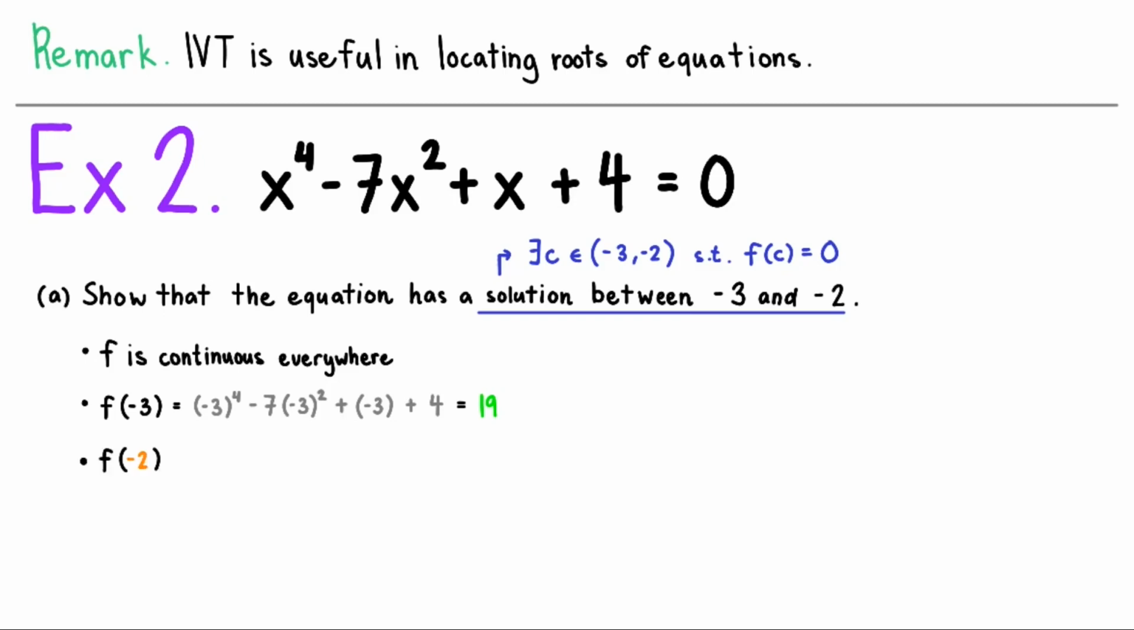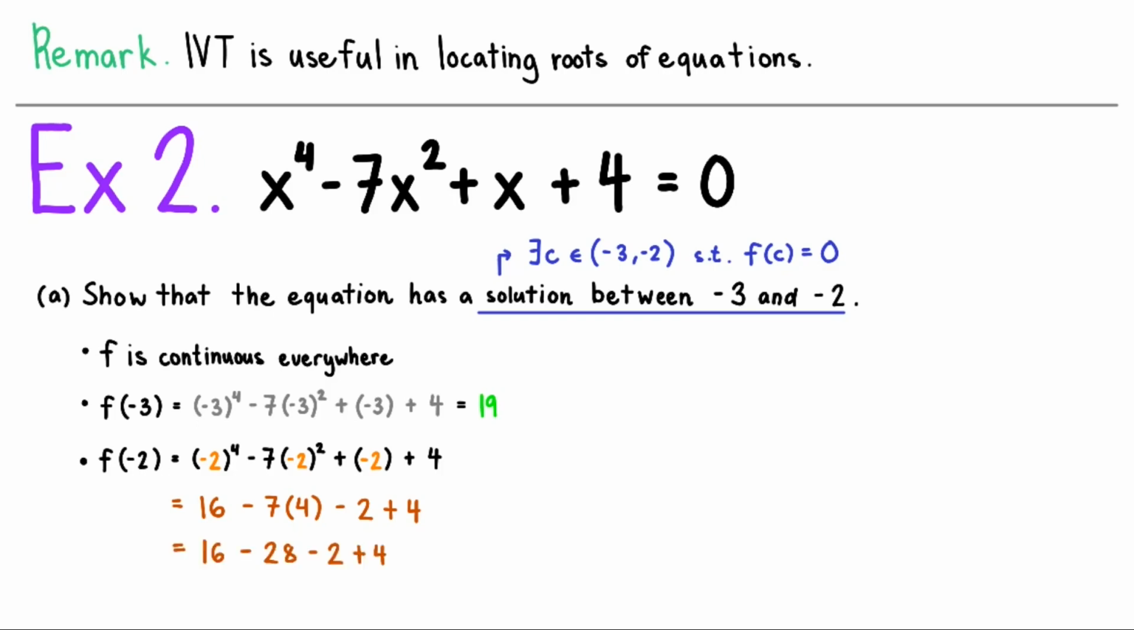Next, we check f of -2. We do the same process, so plug in -2 in the function. This simplifies to 16 minus 7 times 4 minus 2 plus 4, or 16 minus 28 minus 2 plus 4, or simplifying, this is equal to -10. So clearly, these two are not equal.